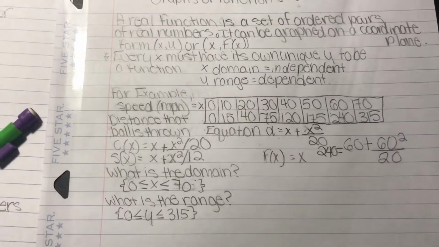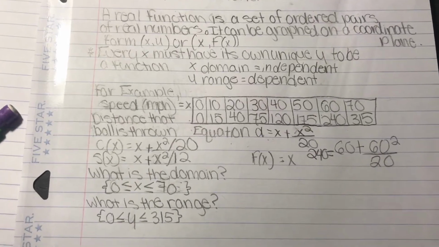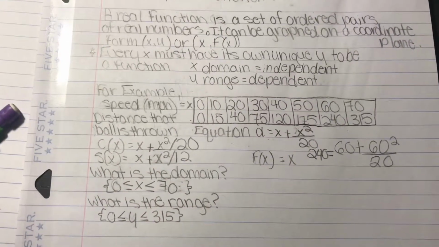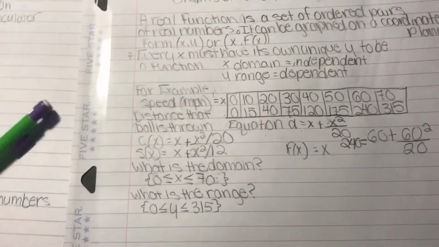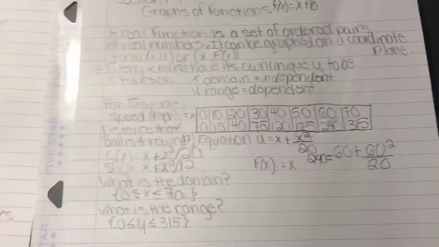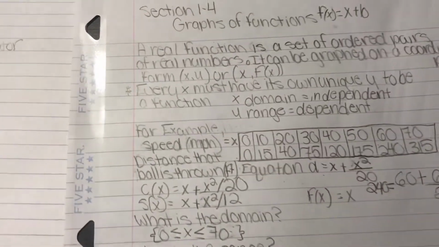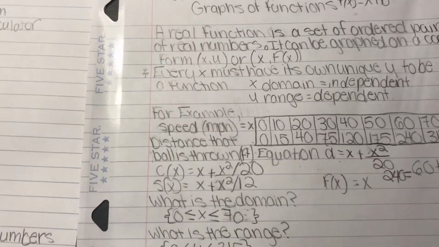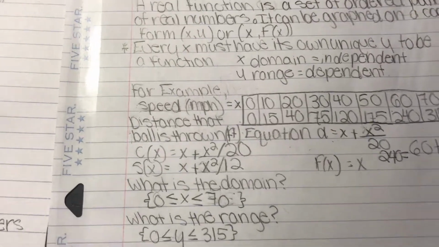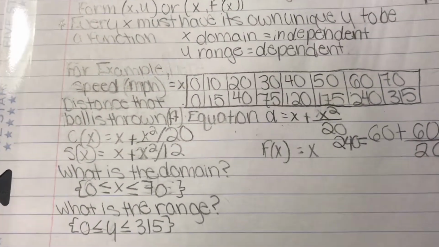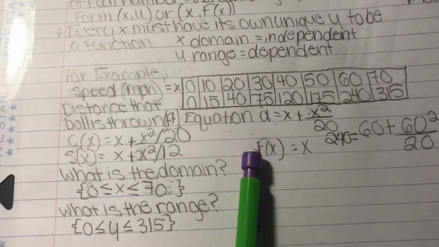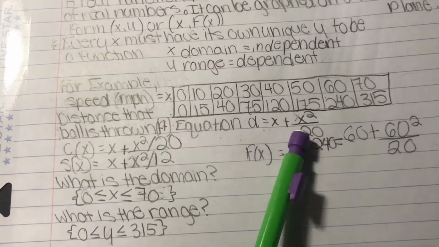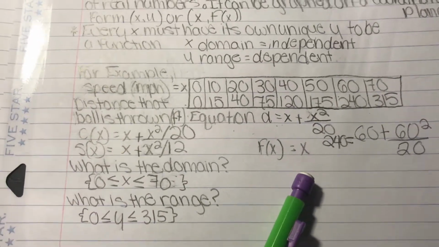Now here's my example of ordered pairs. Here's speed and then the distance that a ball is thrown in feet. The top set of numbers is the speed, and the bottom is the distance. Now here's an equation that models this: distance equals x plus x squared divided by 20.